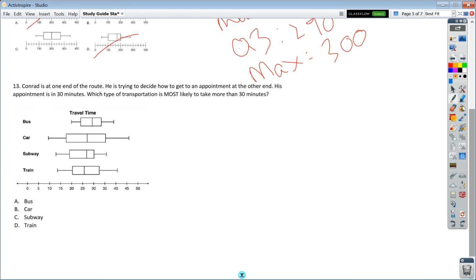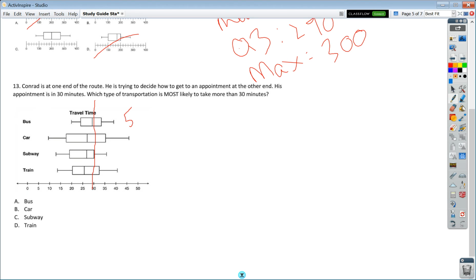Next one, Conrad is at one end of the route. He is trying to decide how to get to an appointment at the other end. His appointment is in 30 minutes. Which type of transportation will most likely take more than 30 minutes? So I'm looking at 30, and what I like to do is draw a line straight up from here. Whichever one of these has the most quartiles above 30 minutes, that's the one that's going to be the most.